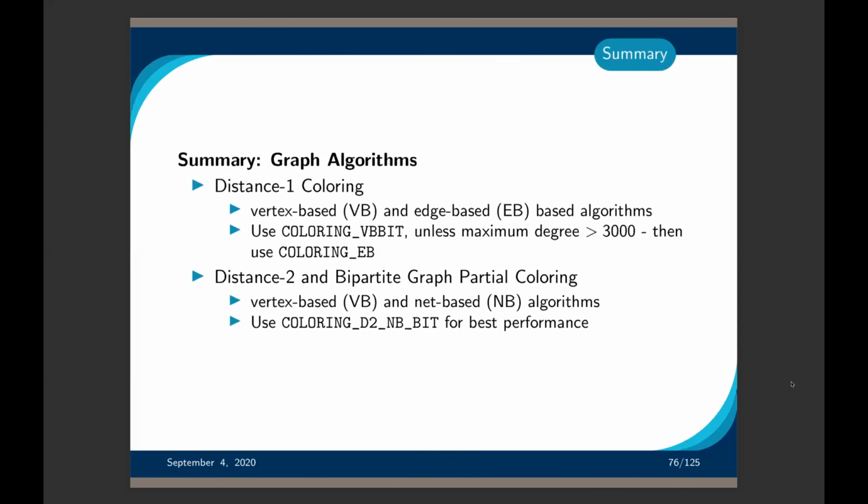So to summarize our graph algorithms so far, we have distance 1 coloring, where adjacent vertices have different colors, but we're trying to minimize the number of colors used. And we have the vertex-based and edge-based algorithms. And as a rule of thumb, you should use BB-bit for any graph unless the maximum degree is very large, say larger than 3000, and then you should use EB. For distance 2 and bipartite graph coloring, we recommend you use the net-based algorithm for pretty much any situation.